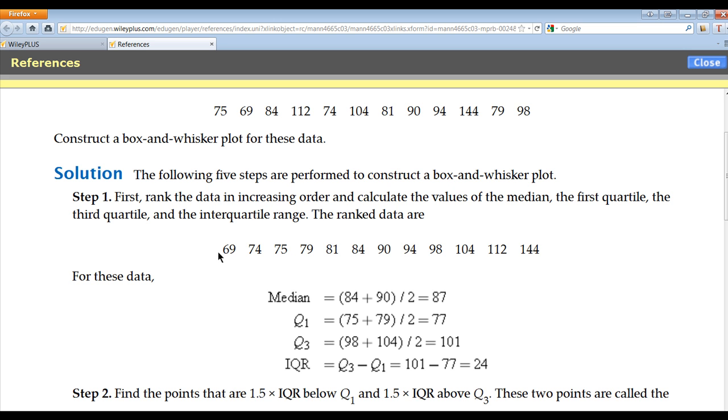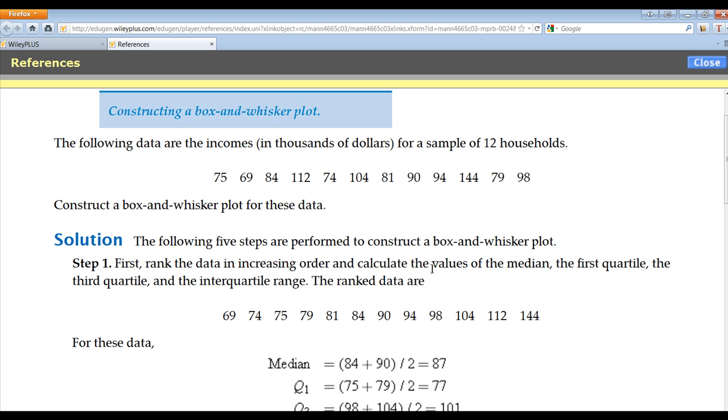So here they're ranked in order from smallest to largest. Then we can calculate the median. We talked about that already, but how many pieces of data are there here? 12, so the median is going to be between the 6th and the 7th. So 1, 2, 3, 4, 5, 6. It's the average between here and here, so it's 87.